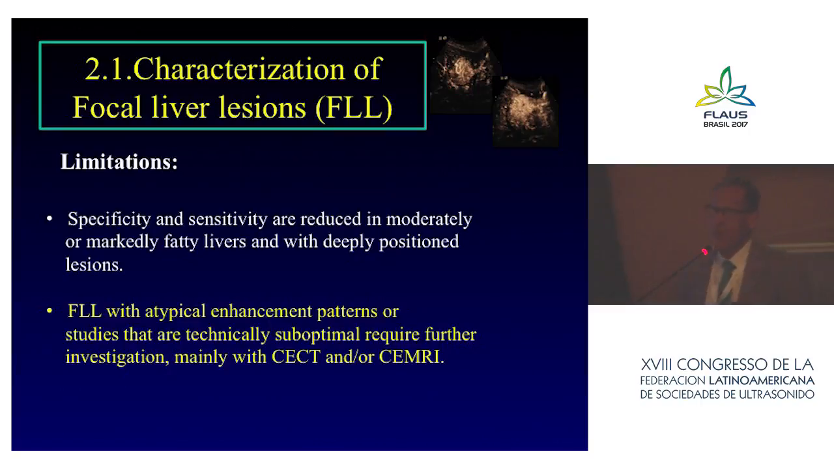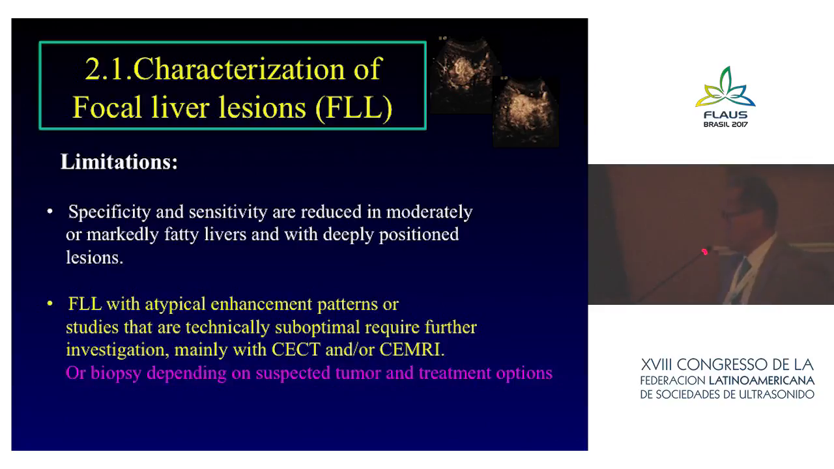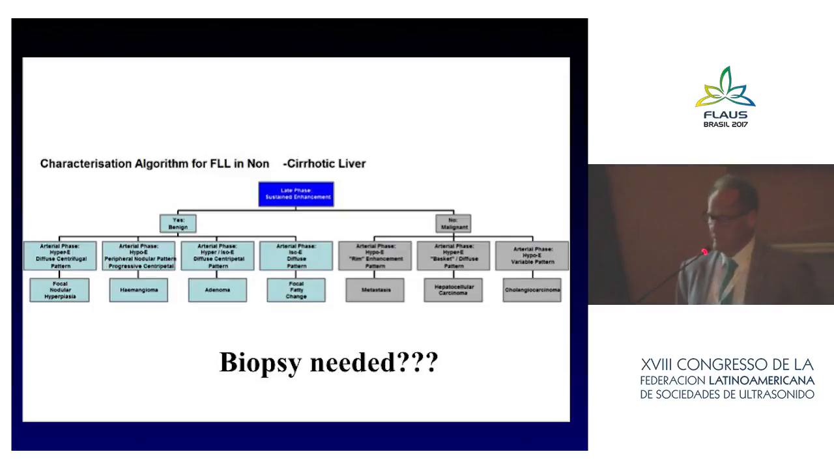And sometimes you have atypical enhancement pattern. In those cases, you need to go on either CT or MRI to try to characterize it, or maybe you take a biopsy depending on what you are dealing with. Now, let's look a little bit at different kinds, just a few different entities. Here are benign, here are malignant. How do you separate that?